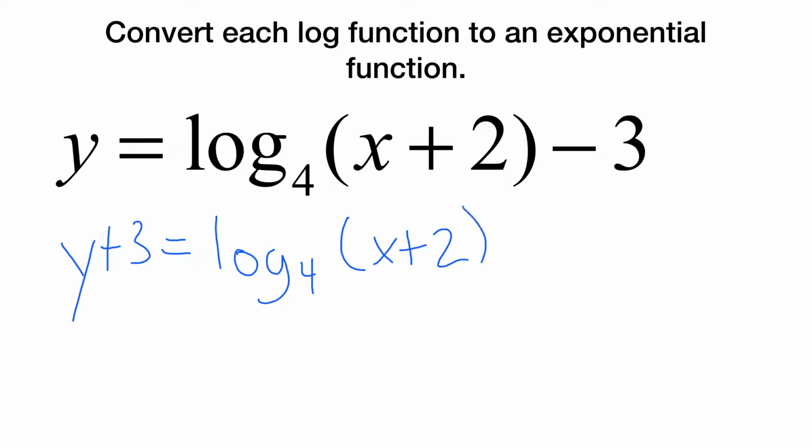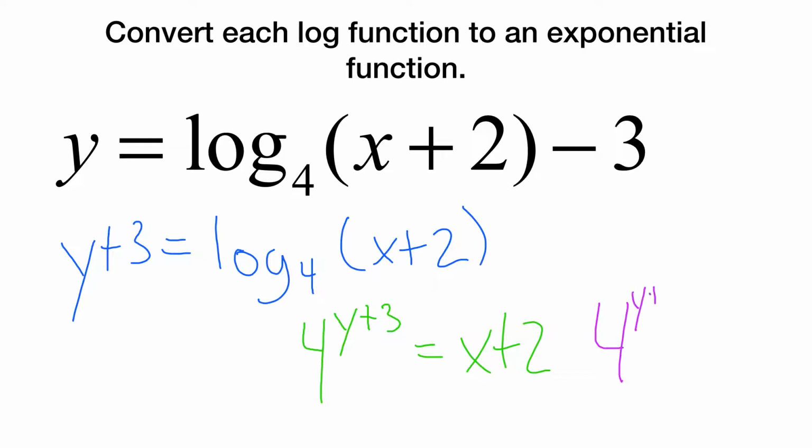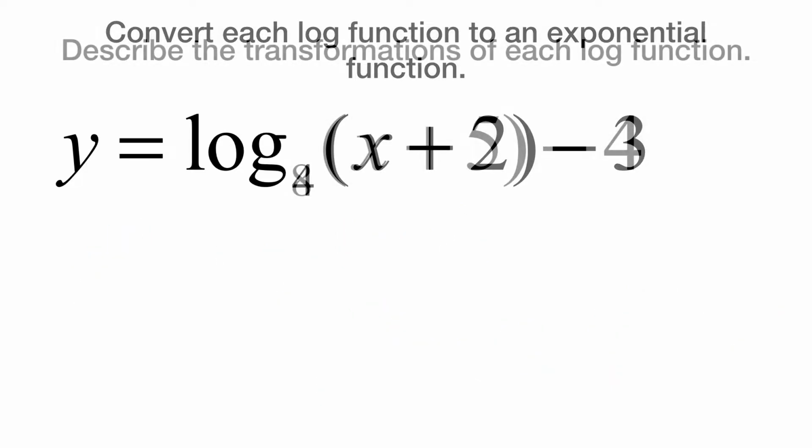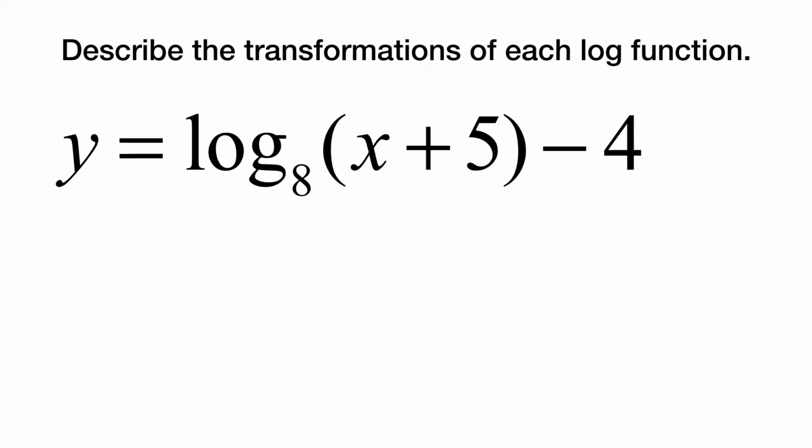Now, you might go, do we have to subtract 2 now? And the answer is no, not yet, because it's currently being, well, logged. So I'm going to first rewrite this as 4 to the y plus 3 equals x plus 2, which means our final version would be 4 to the y plus 3, minus 2, equals x.